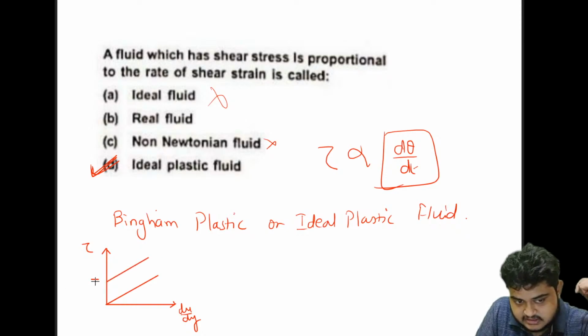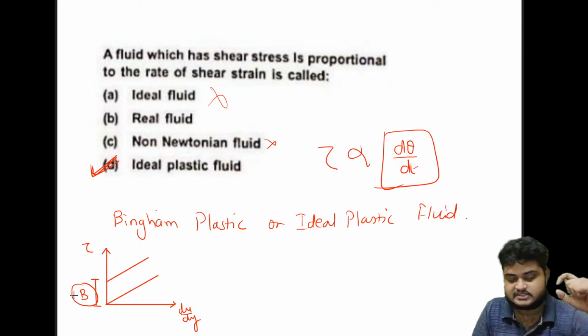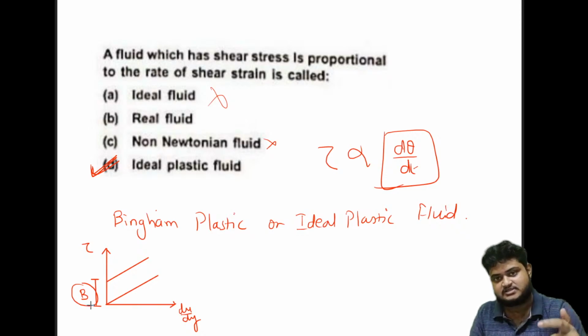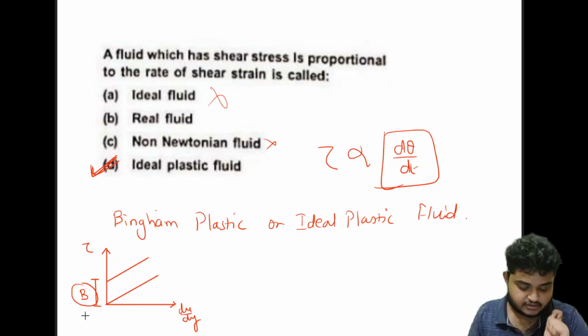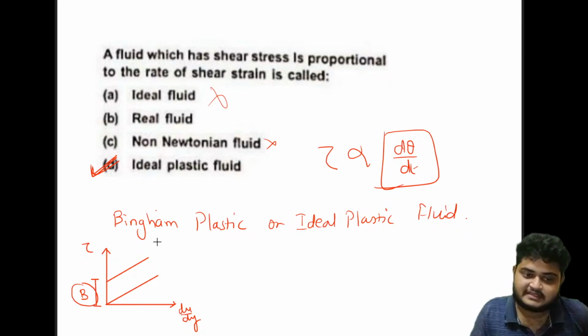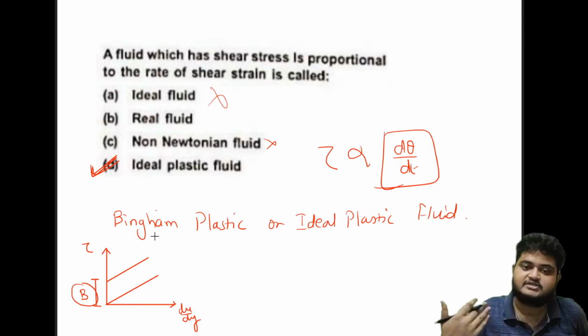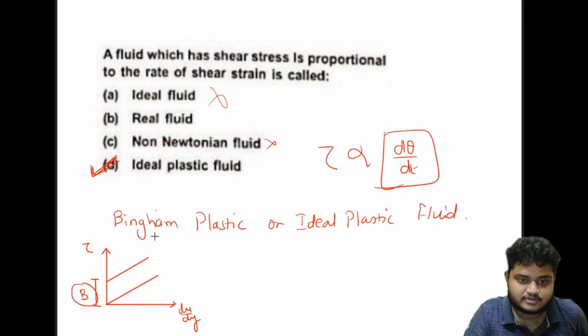And this distance is called B. This B is the threshold shear stress which you need to make an ideal plastic fluid flow. The minimum threshold shear force you need to make it flow is called B. That is the difference between Bingham plastic and Newtonian fluid. After it crosses the threshold, it will act the same, it will flow like a Newtonian fluid.